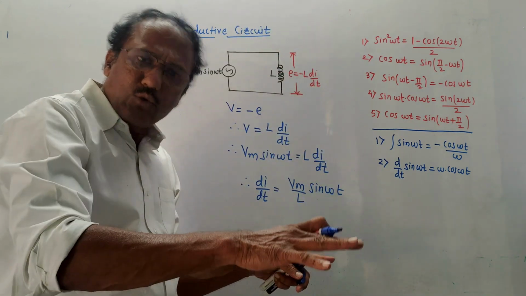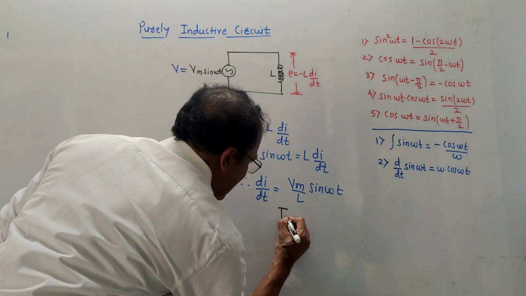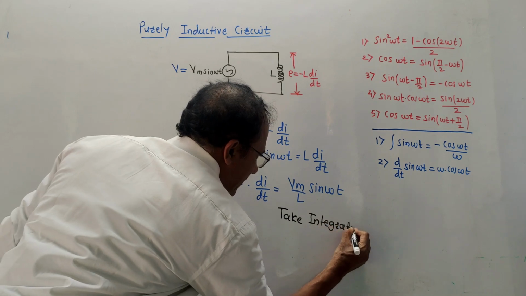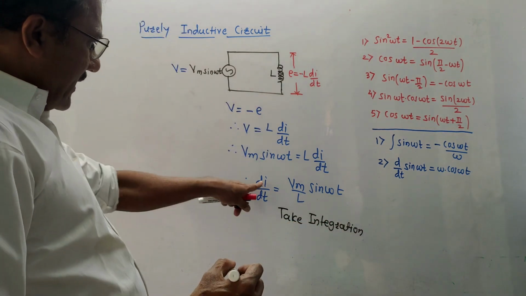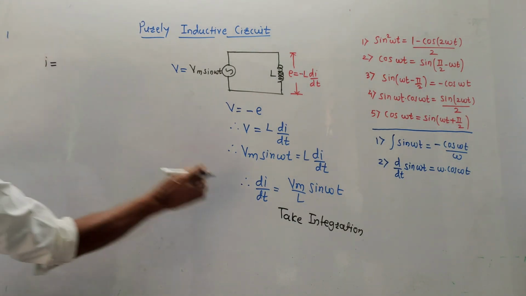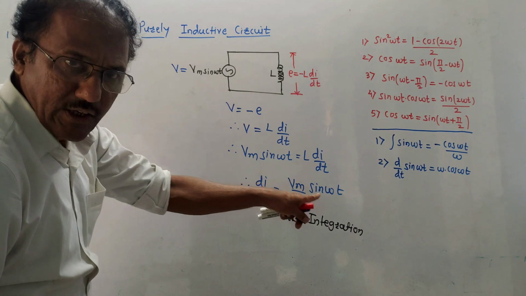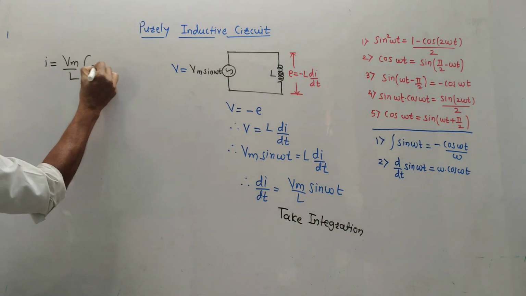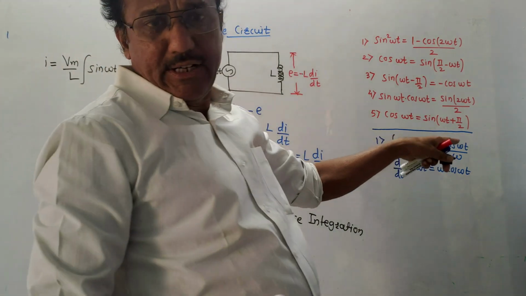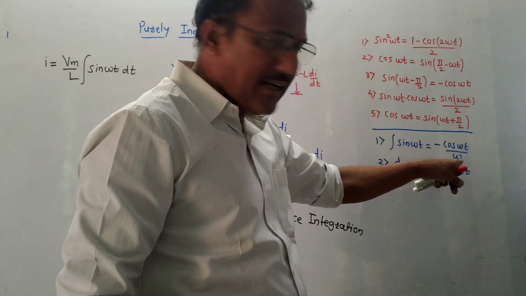I want the equation of current. Whenever you want to cancel out the effect of the derivative, the simplest option is to take integration of both sides. So I will take integration of this equation. If you take integration, the derivative will get cancelled, and I will get I is equal to, since integration and derivative get cancelled, this Vm upon L is constant, so taken outside the integration, and integration of sine omega t dt. I have written the formula required for integration. Only one integration formula is required: integration of sine omega t is minus cos omega t upon omega.